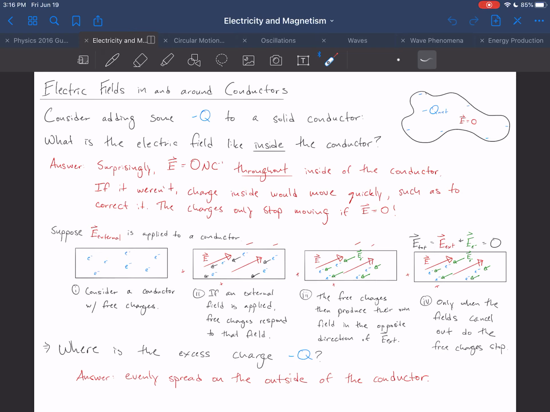Well, to consider this, remember that charges inside the conductor, and in particular if it's metal, we're talking about electrons, can move. Okay, they can move. That's the key ingredient. And not only can they move, if the electric field were not zero, they would move. And that's super key. Why would they move? They would move because they feel a force.